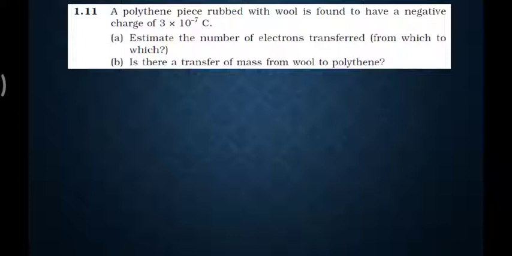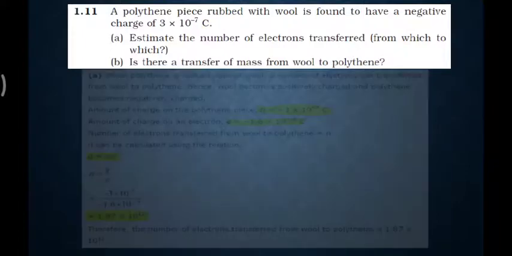And task B is whether there is a transfer of mass from wool to polythene. It can be possible: from the wool to polythene, mass can be transferred. Mass here is nothing but electrons, because electrons have mass. So if electrons can transfer, then you can say that mass can be transferred.